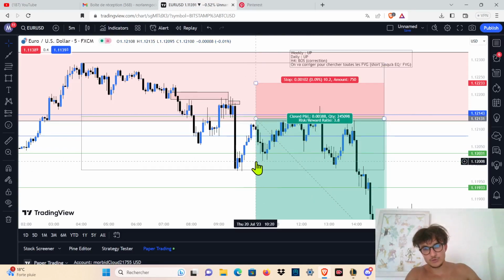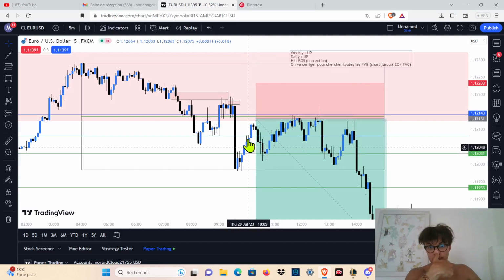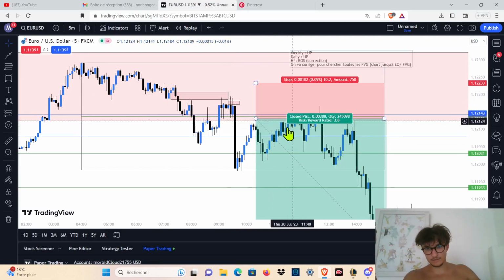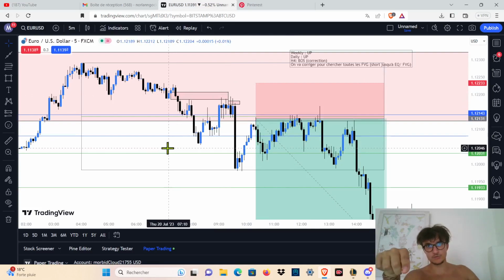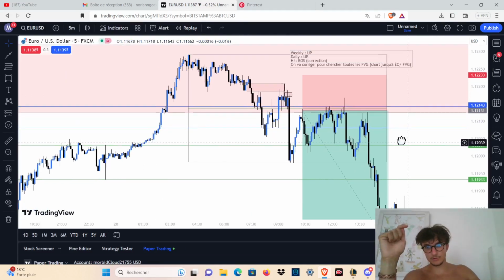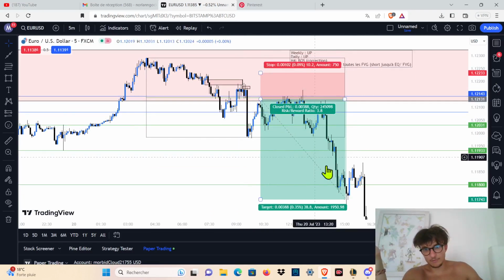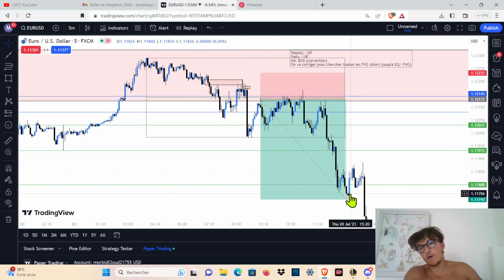At the 1-to-1 ratio, I took 50% off and I put my stop to break even. The problem was that price came back to my entry point, and so it stopped me out. I still made 0.5%, but I'm not happy because I could have taken all my take profits on this.